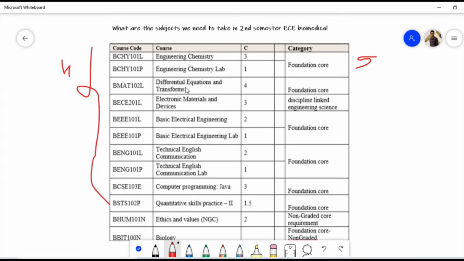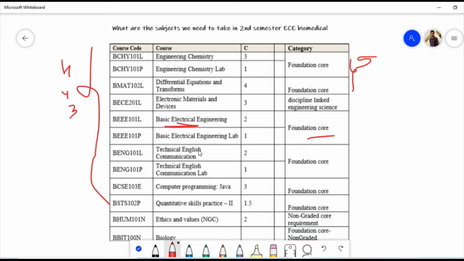Next, the second course, differential equations and transforms. For this course we will have a prerequisite, so it is better to complete it in this semester only. And by the way, it is a program core, foundation core, so it is compulsory for you. Next, electronics materials, it is a 3 credit course. Next, basic electrical engineering, it's compulsory, we need to take it because it's a foundation core.